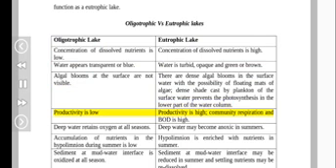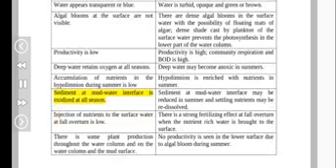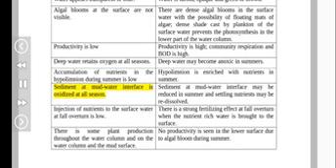Productivity is low in oligotrophic lakes. Productivity is high in eutrophic lakes, and community respiration in BOD is high. Deep water retains oxygen at all seasons in oligotrophic lakes, while deep water may become anoxic in summers in eutrophic lakes. Accumulation of nutrients in the hypolimnion during summer is low in oligotrophic lakes, whereas the hypolimnion is enriched with nutrients in summer in eutrophic lakes. Sediment at the mud-water interface is oxidized at all seasons in oligotrophic lakes, but may be reduced in summer in eutrophic lakes, and settling nutrients may be redissolved.